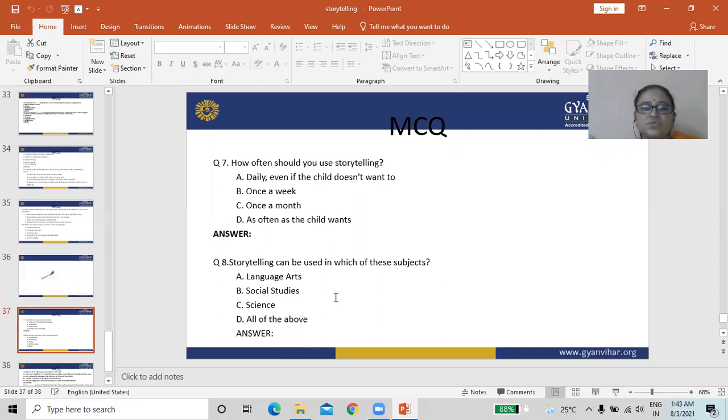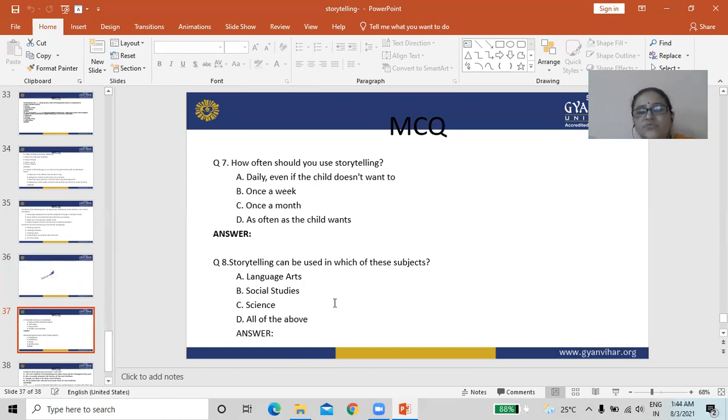Next MCQ. How often should you use storytelling? Option A, daily, even if the child does not want to. Option B, once a week. Option C, once a month. Option D, as often as the child wants. Choose the appropriate answer. Next MCQ.